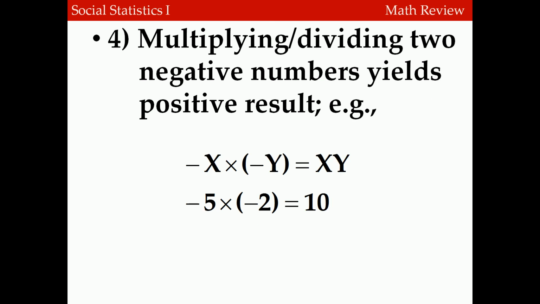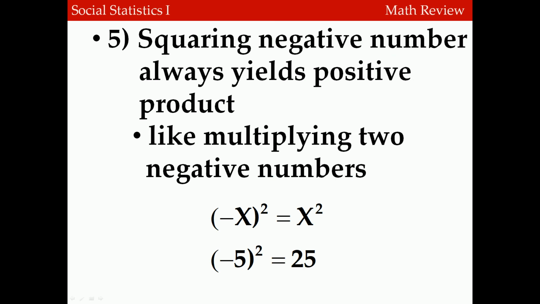And then when we divide two negative numbers, or we multiply two negative numbers, the result is going to be positive. Again, if we have two positive values, x and y, if we make them both negative and multiply negative x times negative y, we'd get xy. Likewise, negative 5 times negative 2 equals positive 10.